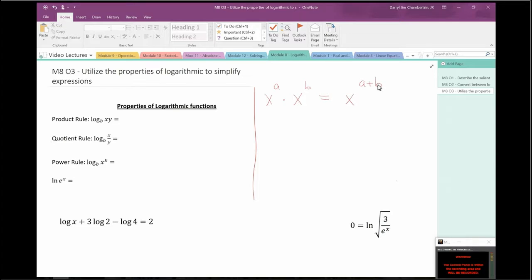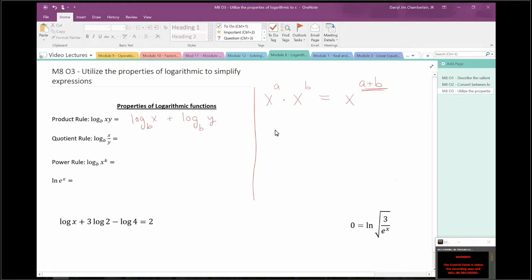Now, since logarithmic functions are supposed to be the opposite of exponentials, we see this same rule with log. So if we're multiplying on the inside, so we have log of xy, then we can peel this apart with addition. This would be the same thing as log base b of x plus log base b of y.